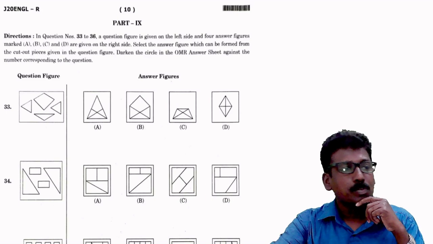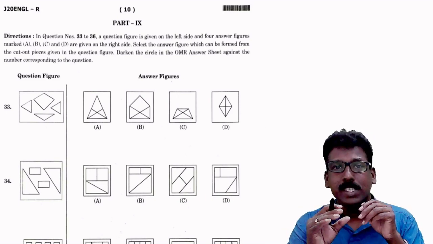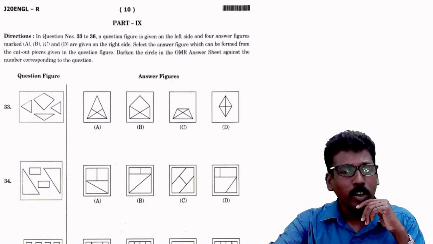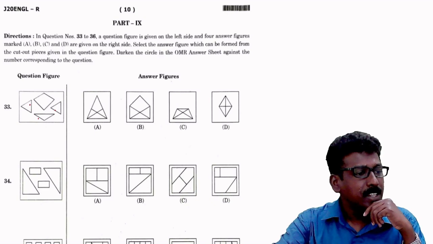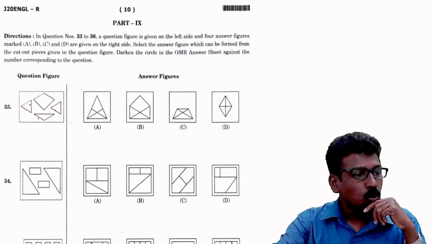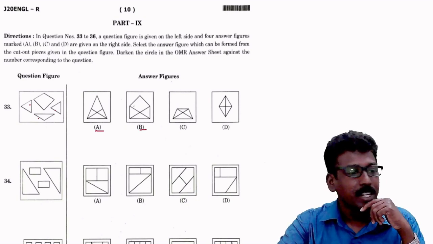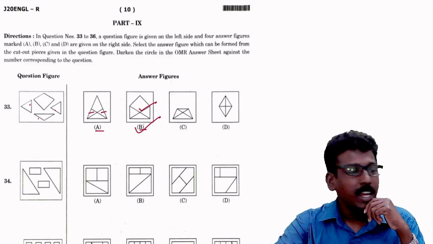next part. Yes, part 9. In part 9, there are 4 cut-out pieces given, and you have to join these pieces to make some figures. Here you can see in the first question, 3 triangles and a kite shape are given. So you can see A and B having 3 triangles and that shape, but B has the small matching triangles. So B can be the correct answer.